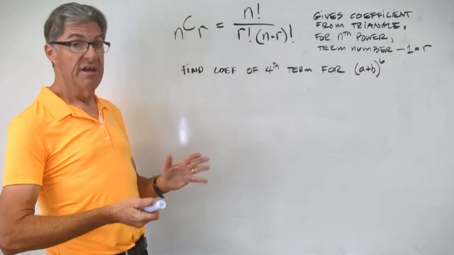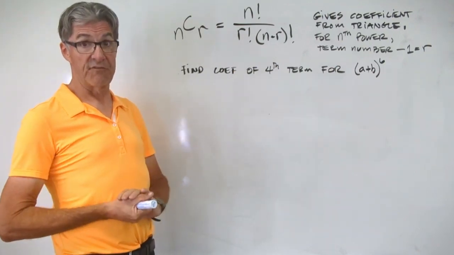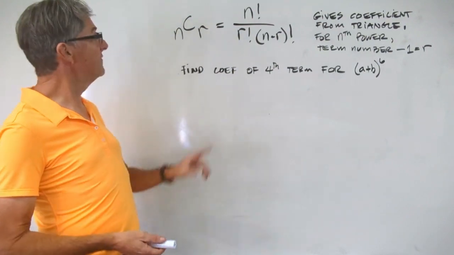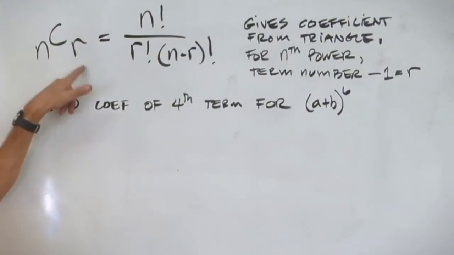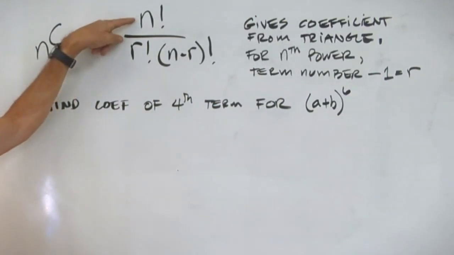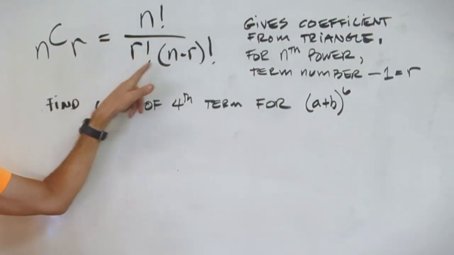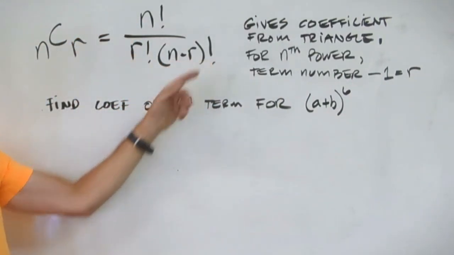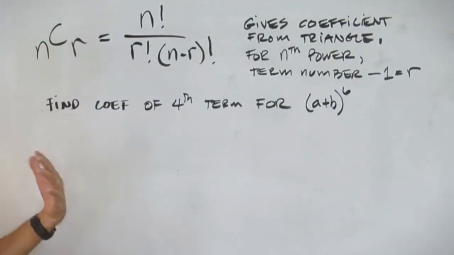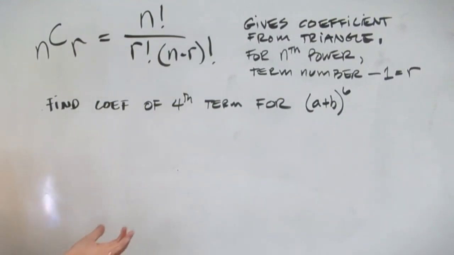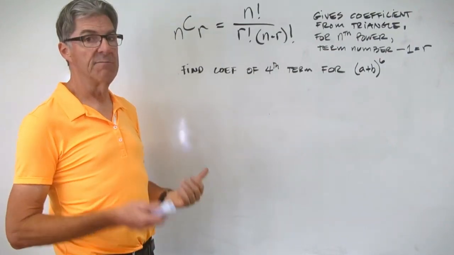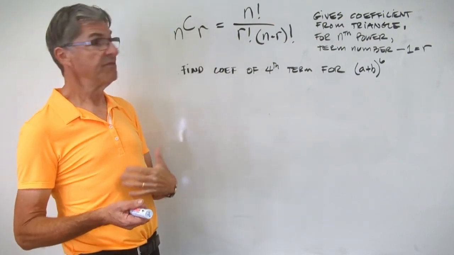The first part is finding the coefficient from the triangle. And they give us a formula for that. This is the nCr, and it's just n factorial over r factorial times n minus r factorial. And what this is, the n is the power on the binomial, and the r is the term number minus 1. So if we want the 10th term, r would be 9, things like that.